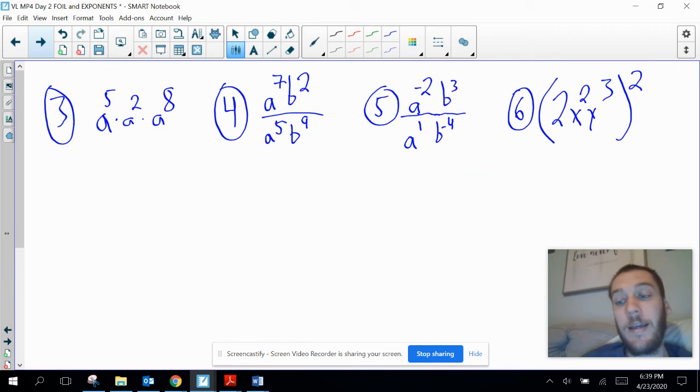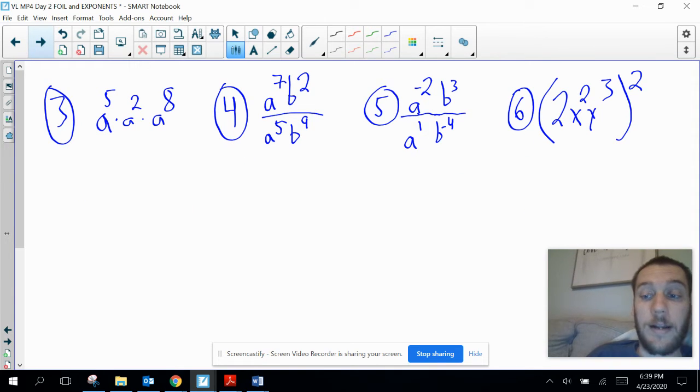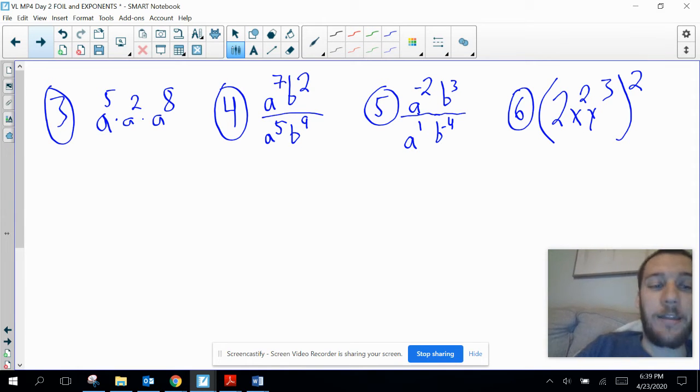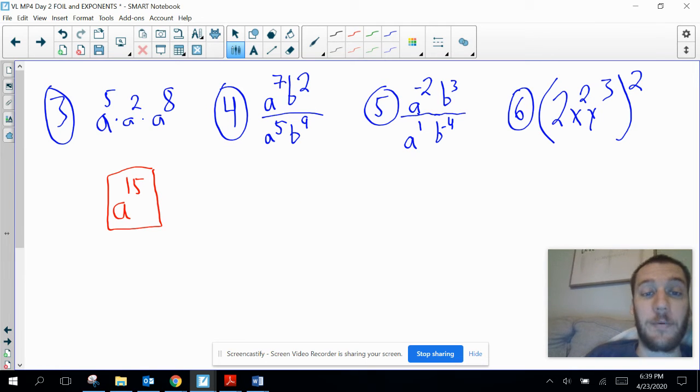All right, reviewing these because they're on the practice problems, which I need you to do at the bottom of the document. Exponents. If you multiply with the same base, we're going to add the exponents across the top. So I got 5 of them plus 2, that's 7. And then 7 plus 8, there are 15 A's altogether. So if you're multiplying, you're going to add the exponents together.